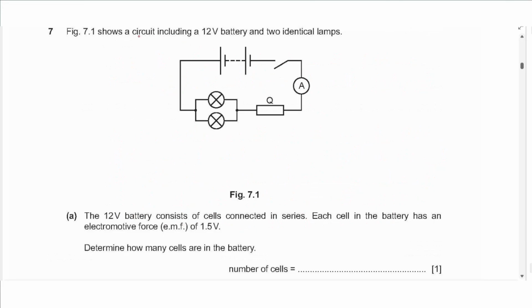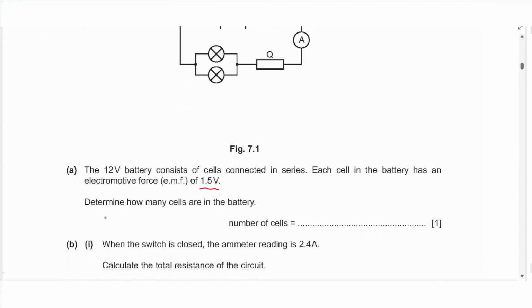The next question says figure 7.1 shows a circuit including a 12-volt battery and two identical lamps. The 12-volt battery consists of cells connected in series. Each cell in the battery has an EMF of 1.5 volts. Determine how many cells are in the battery.